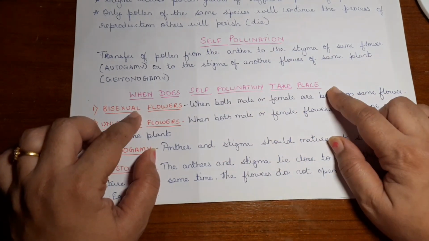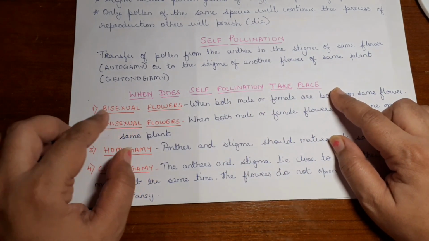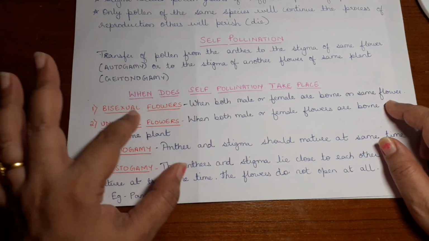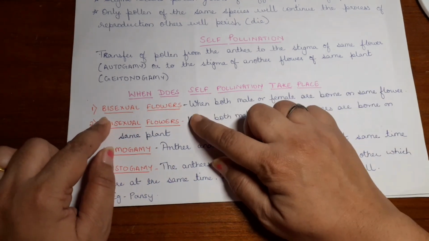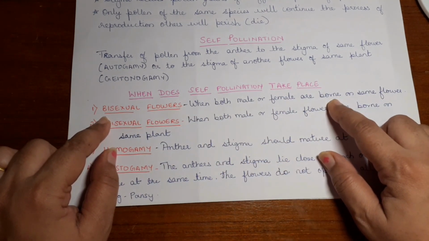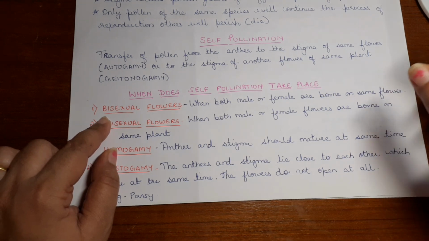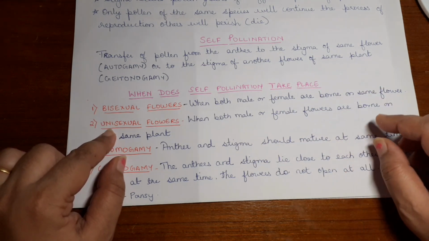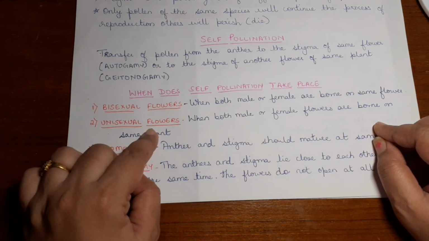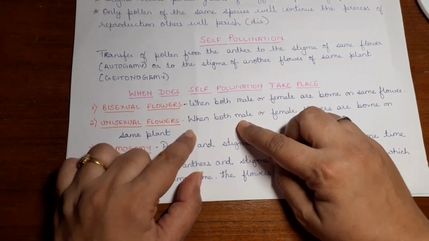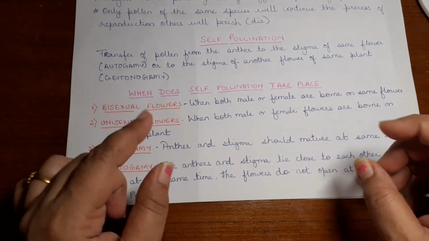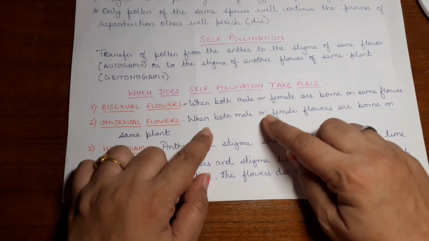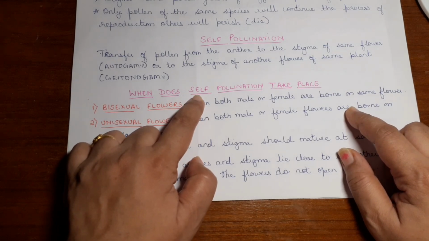Now, when does self-pollination take place? What are the factors required? Number one, when the flowers are bisexual. What is bisexual? When both the male and the female parts are found in the same flower. The second situation is when they are unisexual flowers, or when the male and the female flowers are different but are born on the same plant. Please note, on the same plant. Then also self-pollination can take place.